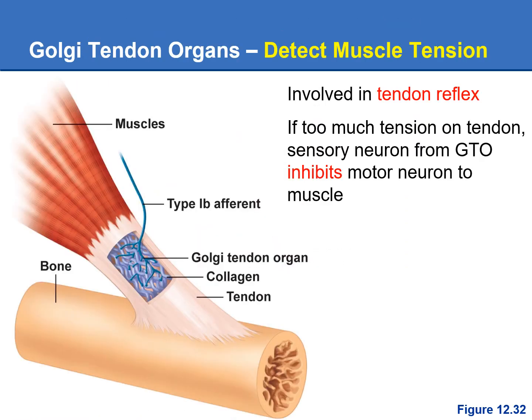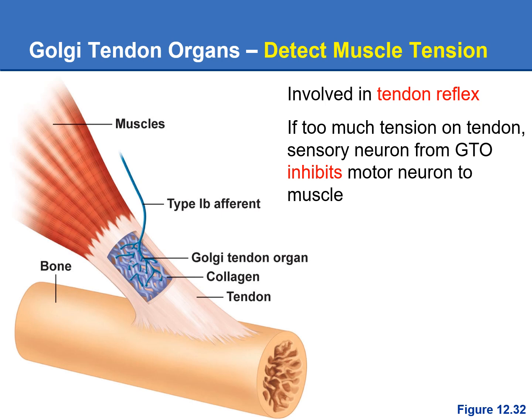The other type of sensory receptor involved in skeletal muscles are the Golgi tendon organs, and they detect muscle tension. So these sensory nerve endings are embedded right in the tendon. When the muscle contracts and shortens and then starts pulling on the tendon, that will squeeze the endings of the Golgi tendon organs, and then they will send action potentials up to the spinal cord and then to the brain. And that will tell the brain how much force or tension is being generated by that muscle when it contracts.